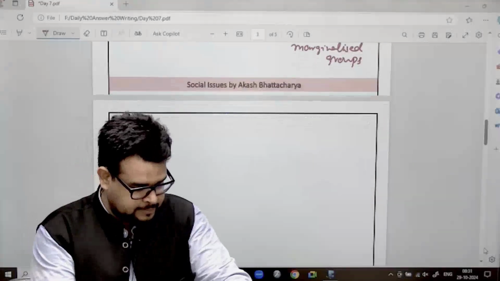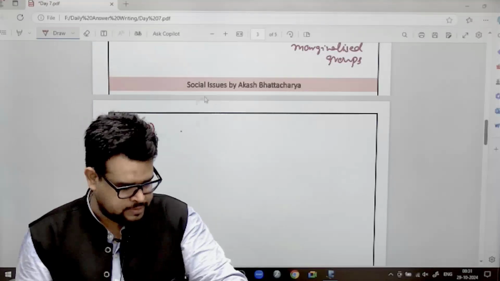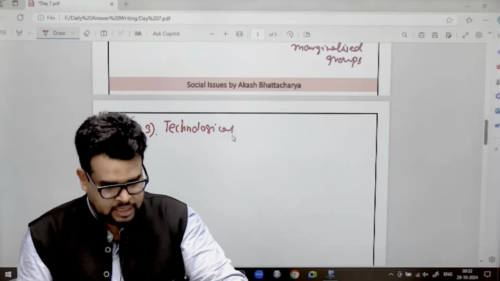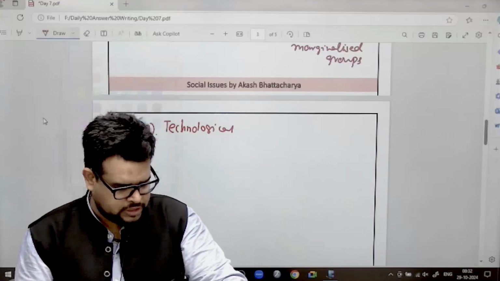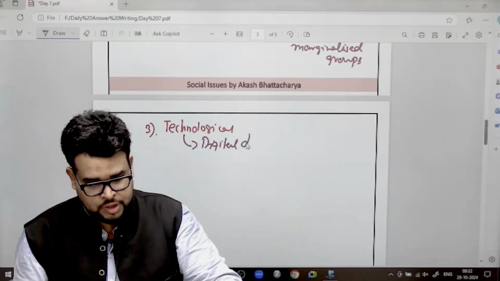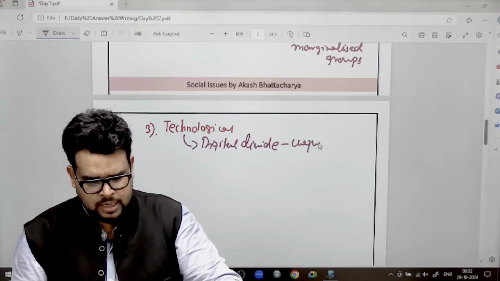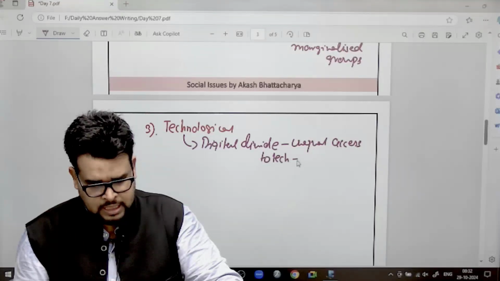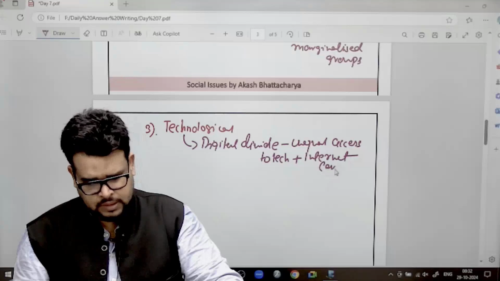Then the third point I can write over here is technological. Under technological I can write digital divide. When I talk about digital divide, it simply means what? Unequal access. Unequal access to what? Technology and internet connectivity.